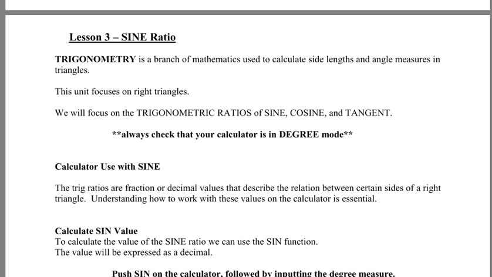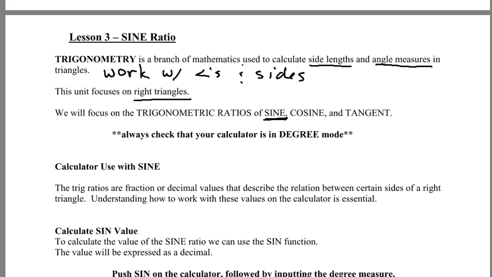Is we're going to look at the sine, the cosine, and the tangent ratio. And what trigonometry now starts to do is it calculates side lengths and angle measures in triangles, but we're going to work with the two together. We're going to work with angles and sides together now instead of individually. So we're going to continue with right triangles. We're going to talk sine today and then cosine and tangent.